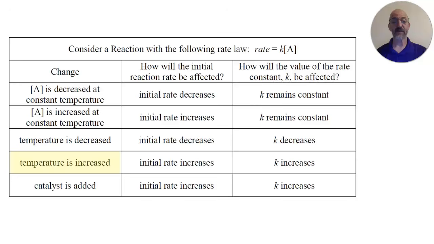If you increase the temperature, the rate would increase, and again, K would increase because it's affected by temperature. And then finally, if you added a catalyst, well, the rate would increase, but since you're only adding a catalyst and you're not changing the concentration of the reactant, something has to increase. And so the value of K would increase if you add a catalyst. So just wanted to mention those scenarios.